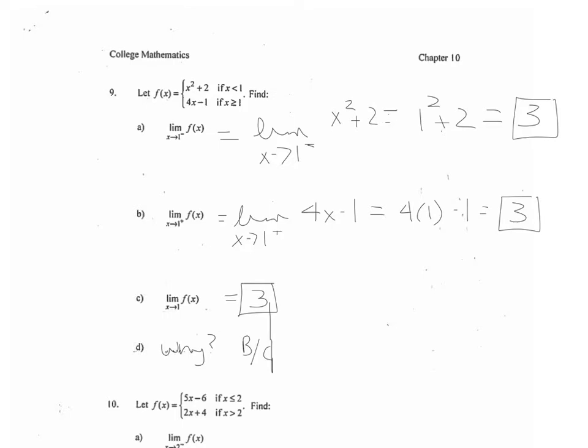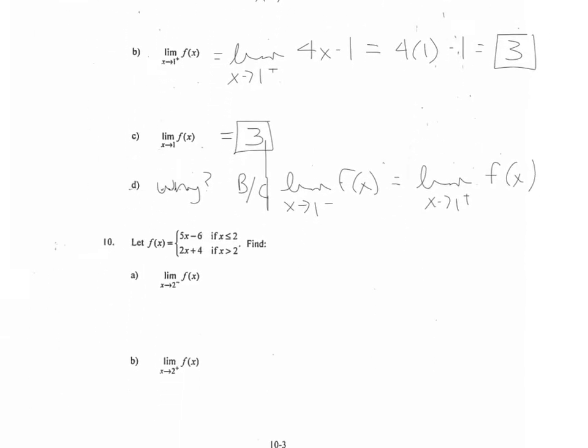That is exactly right. The limit as x approaches 1 from the left of our function is equal to the same thing as the limit when x approaches 1 from the right of our function. That's why the limit exists. Okay, look at the next one.